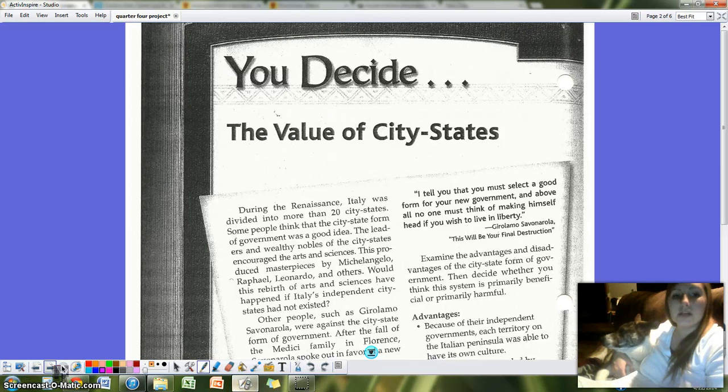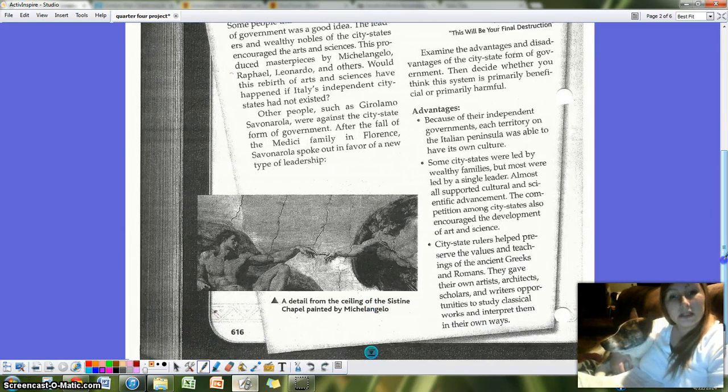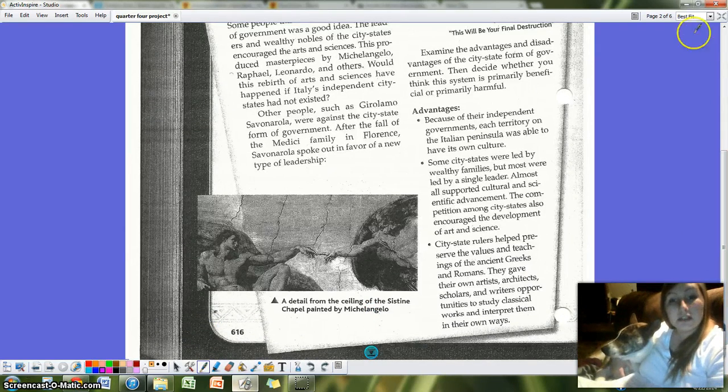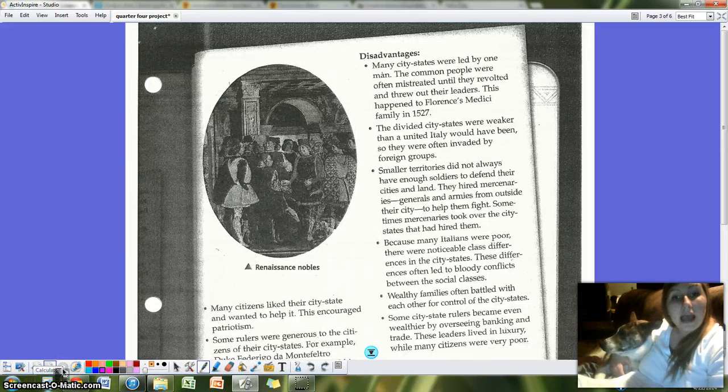With this project, you're going to have to look at the government during the Renaissance, the city-state form of government, and the value that the city-states had in the Renaissance. You're going to have to look at these pages and read about the disadvantages. You see the disadvantages here. And on page 617, that was the advantages, and you're going to have to look at the disadvantages.